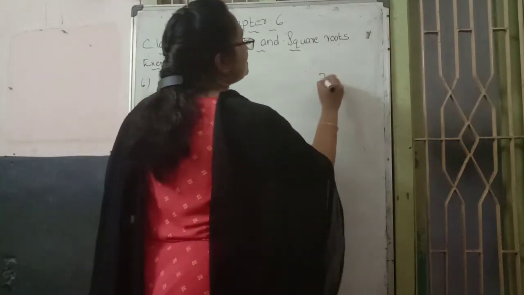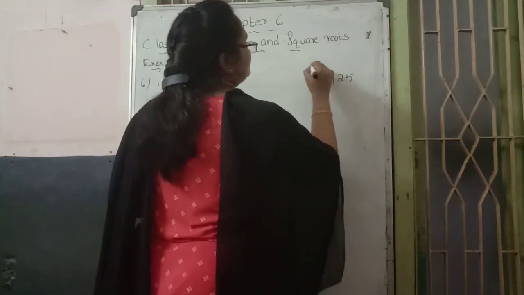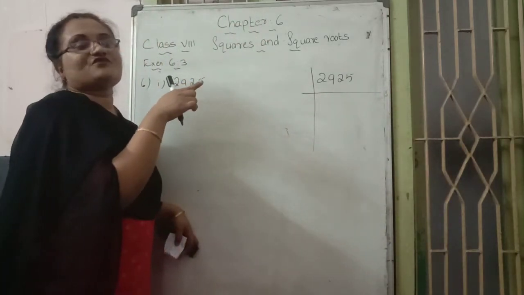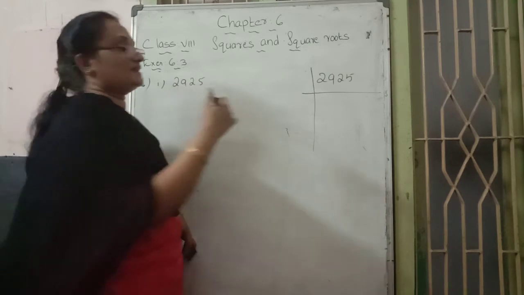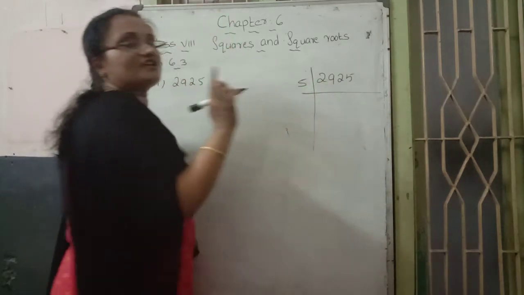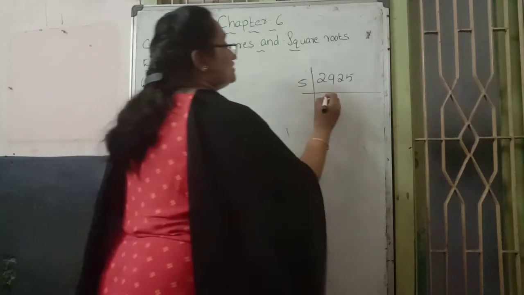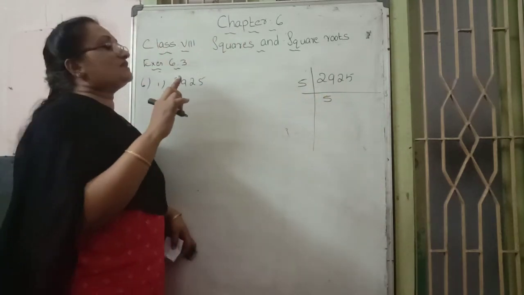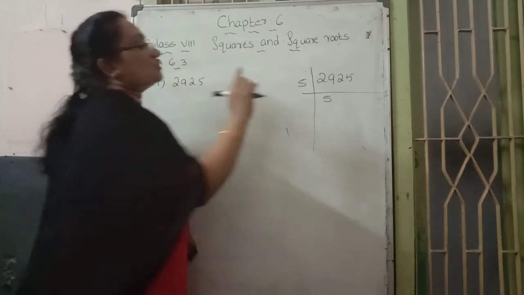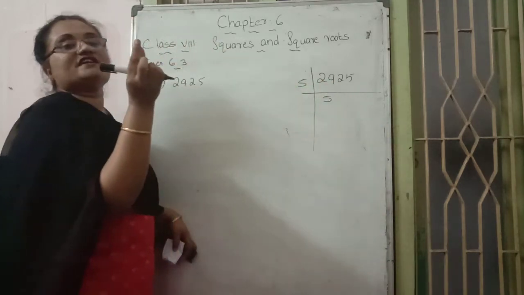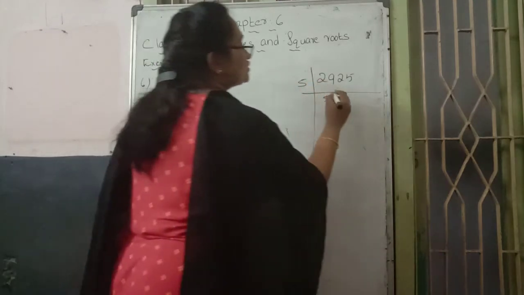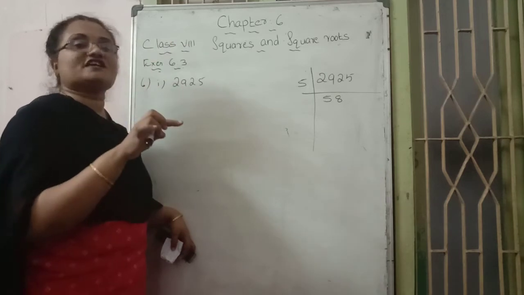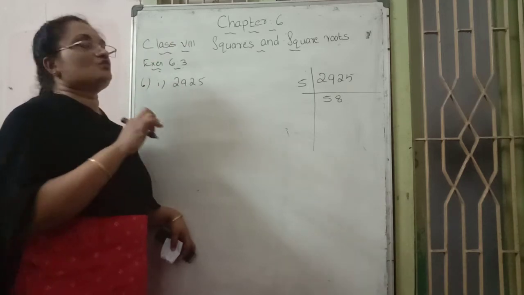So here also, 2925 is prime factorization. Which number is easy? The unit place is 5. That's why it is easy to start with the prime number 5. 5 table 29, not there. 5 fives are 25, so the quotient is 5. 29 minus 25, how much? 4 comes. 4 and 2, next place number 2 joining, 42. 5 table 42, not there. 5 eights are 40, 42 minus 40, subtraction, 2 is the remainder.